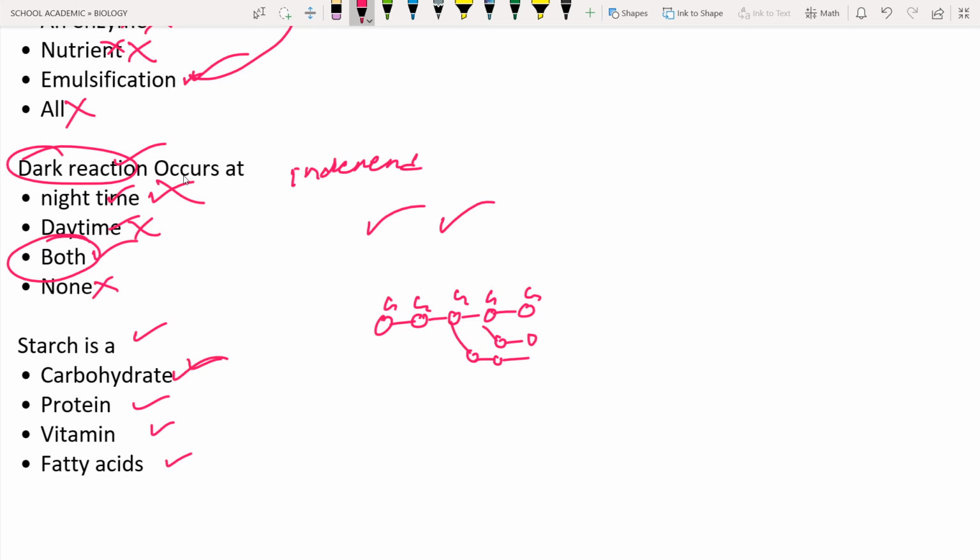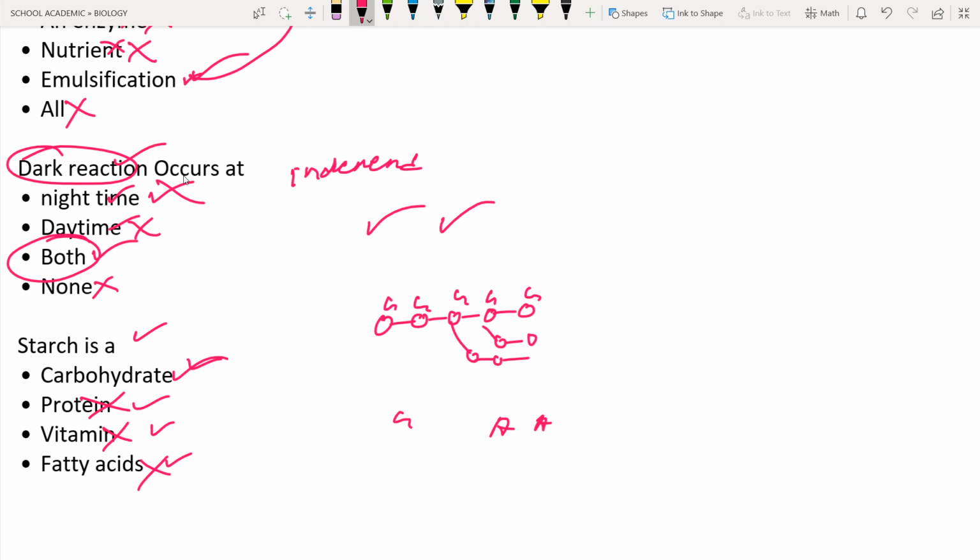We have to go through the other options also. Is starch a protein? No. Starch contains glucose molecules, and proteins contain amino acids. So this option is also wrong. Is starch a vitamin? No, not at all. Vitamins are organic compounds that we get from outside the body through the diet and also through bacteria in a symbiotic association in the gut. Vitamins do not contain glucose molecules or any carbohydrate. Fatty acids is also not the correct answer. Hence the correct option for this question is carbohydrate.